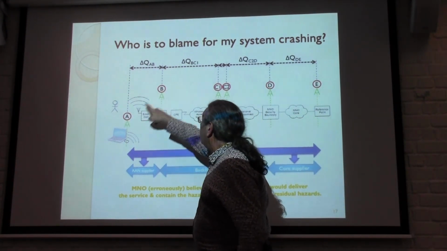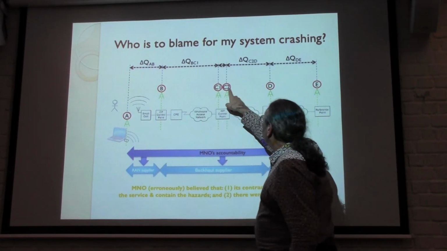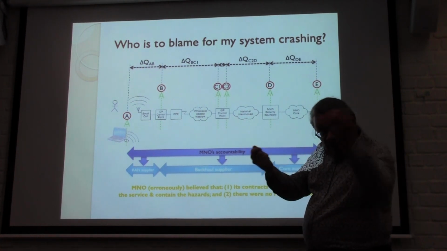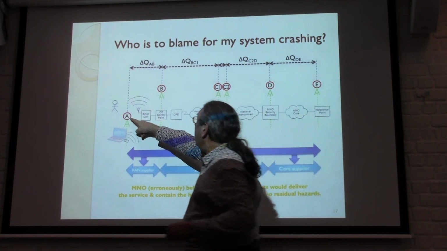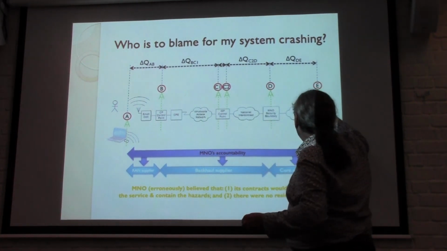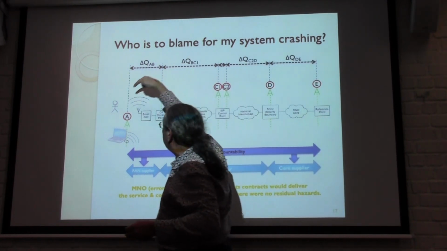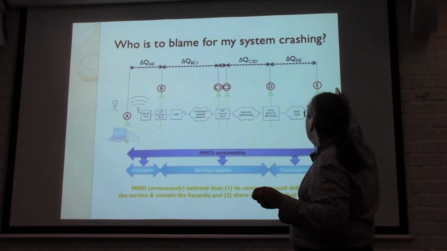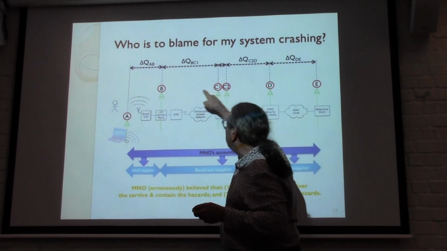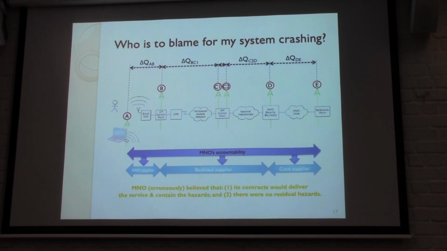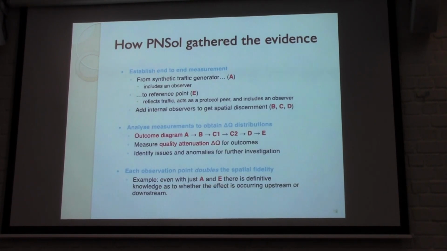Notice there are delta Qs here. I made some points here: A, B, C1, C2, D, E. So if two people talk to each other, one of them is at point A, and then the message goes all the way into the center, and then it goes back to the other guy, okay? So you get A, B, C1, C2, D, E, and then back D, C2, C1, B, A. Okay? So you see how the message goes, huh?